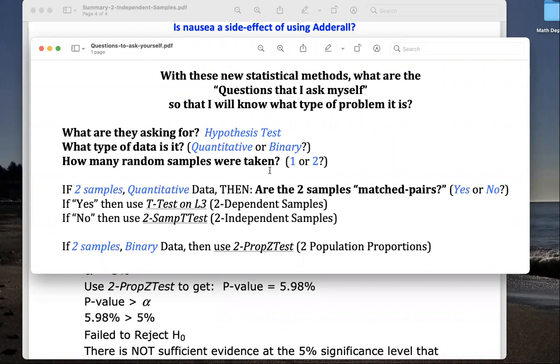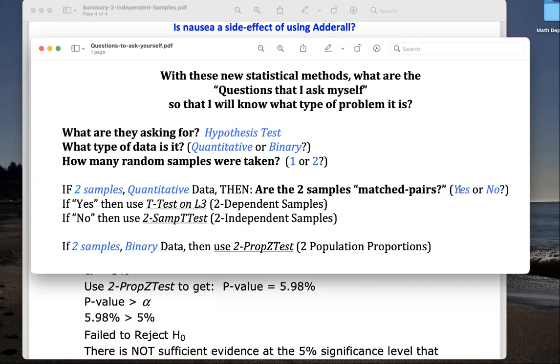Now, if your answer here was two samples and it was quantitative data, you got one more question. Were those two samples matched and paired up, like it was with our two samples from that lake? You know, they were matched and paired up. But these last two examples, like with the paper towels, those weren't matched or paired up in any way. They were independent. So yes or no, it's one or the other.